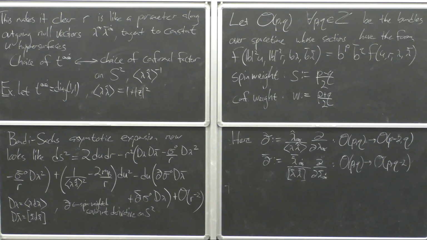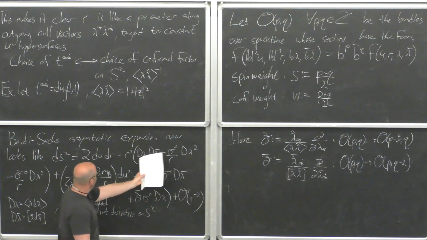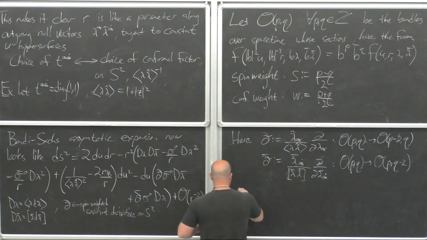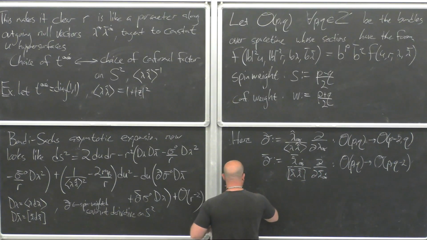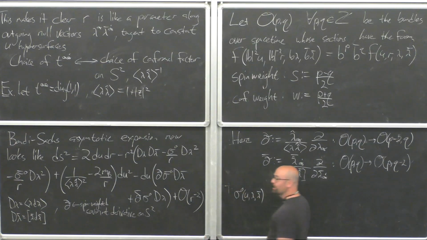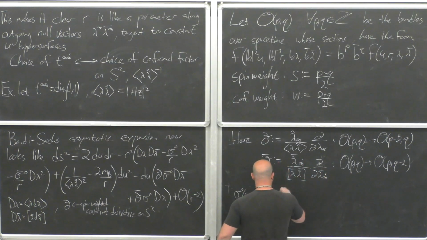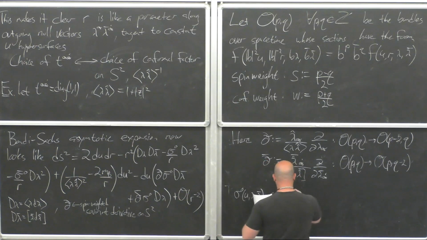Okay, then there's some other bits appearing in this expansion. This sigma naught, sigma naught bar, these are the familiar bits of data. Hopefully we've all met them at some point in the Bondi-Sachs expansion. So sigma naught is a function of u, lambda and lambda bar, valued in curly O(minus 3, 1).